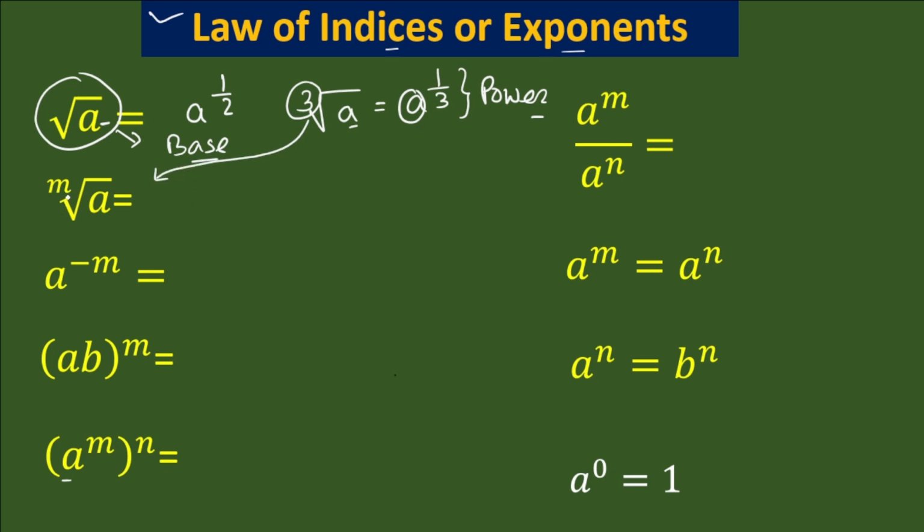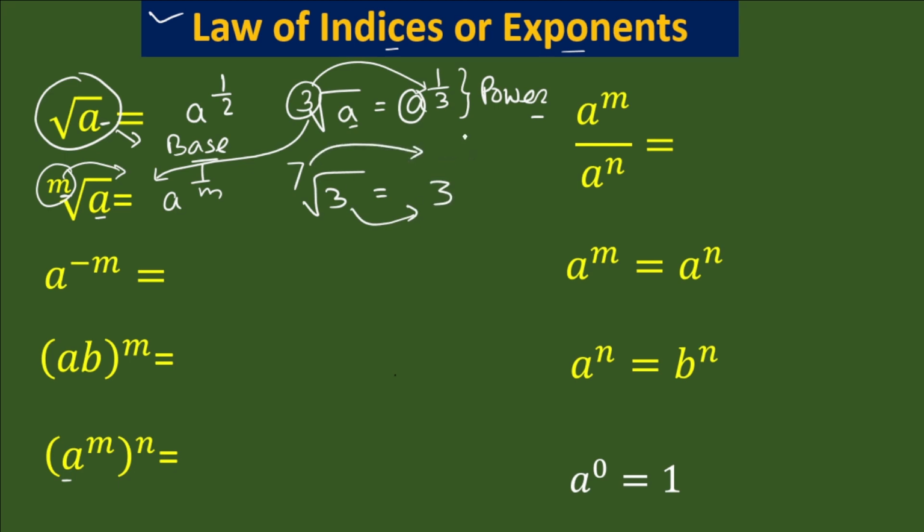Now these questions may be written like this: the m-th root of a. Here we change it and it will be a powered by 1 by m. Just as we wrote 3 as 1 by 3, similarly m becomes power 1 by m. If we take an example, the 7th root of 3, we write 3 as the base as it is, and the 7 comes as the power 1 over 7. So 3 is the base and this is the power.